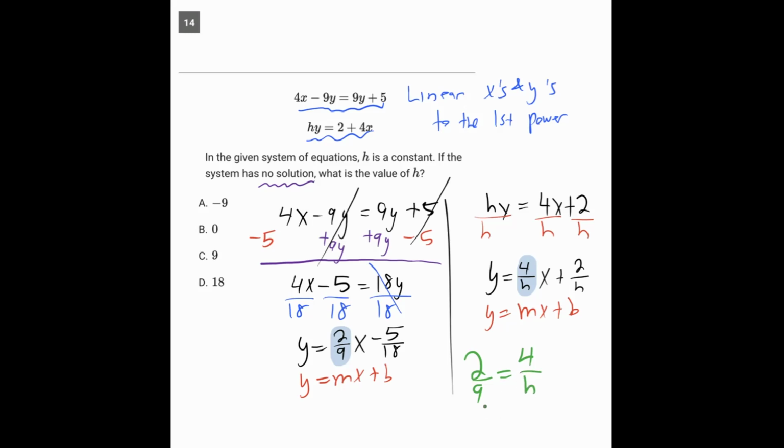Now we can just cross multiply and solve this. 2 times h equals 9 times 4. Divide both sides by 2, and we'll get h is 18, which is answer choice D here.